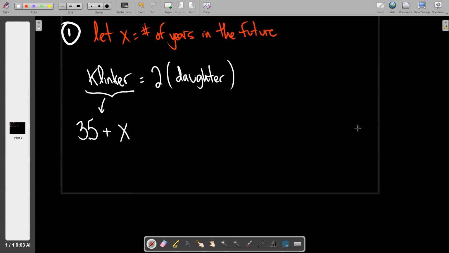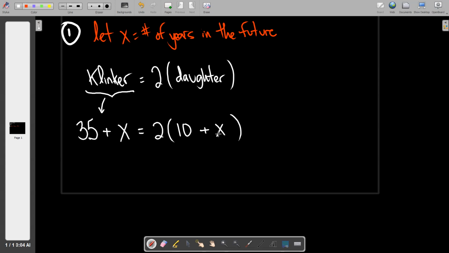So we good on that? That's Klinker's age in the future. And again, we're still talking about the future. So equals is equals, and we want him to be twice as old as his daughter. But I'm not going to put daughter as 10. That doesn't make sense. How old is his daughter in the same future? Yeah, same logic. She's 10 now. At some unknown point in the future, she's that old. We just don't know what x is. That's why it's algebra. Do you guys have any questions about that process?